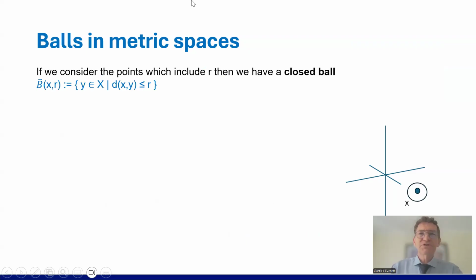If we consider the points which include r, then we have a closed ball. So here I've colored in the circle, so it's a closed ball. A closed ball, B tilde (x, r), with radius r, is y an element of X with the distance d(x, y) less than or equal to r. So that's a closed ball.